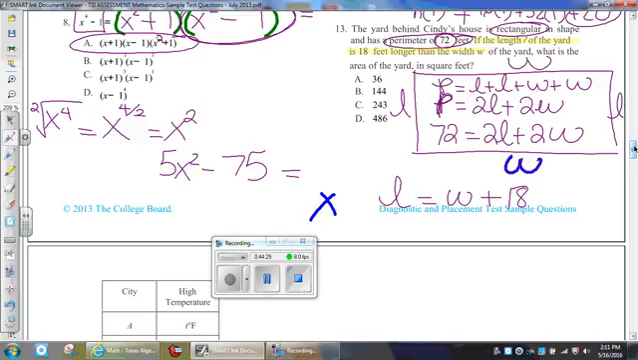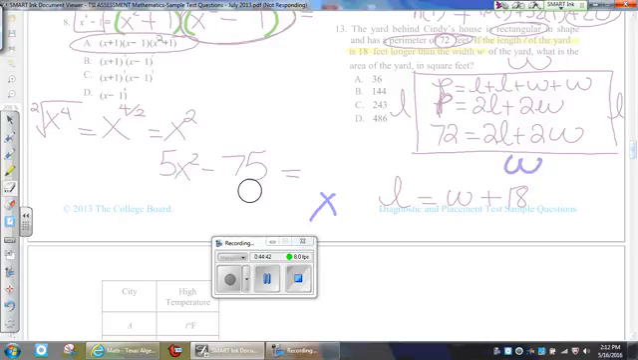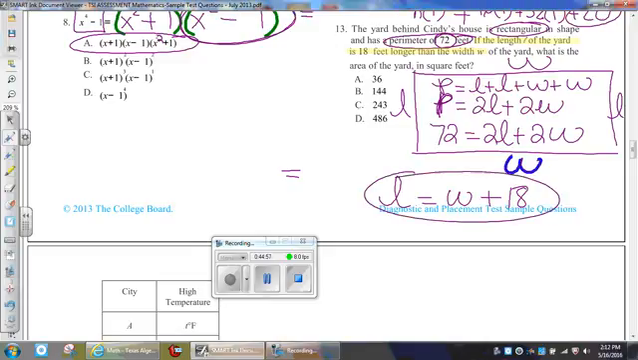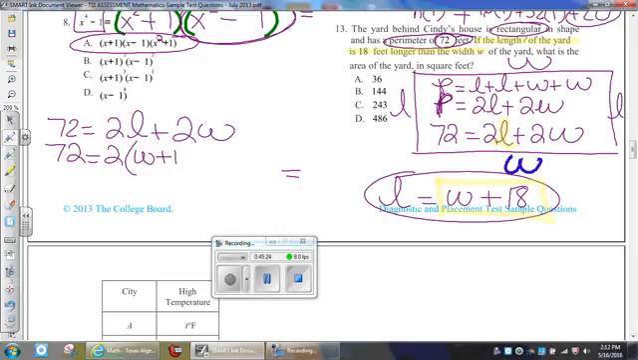Okay, so now what is the area of the yard? Now how do we find the area of rectangles? Length times width. So that means that we need to find both quantities, right? We need to find what's L, and we need to find what is W. So since we already have here L equals W plus 18, what I'm going to do is substitute that quantity instead of L right here. So I take the equation 72 is equal to 2L plus 2W, and now I'm going to substitute L with that expression, because we know L, the length, is 18 longer than the width.